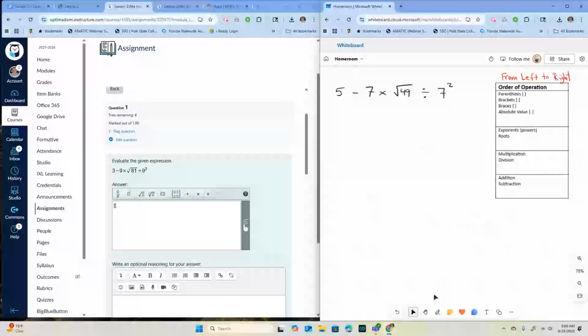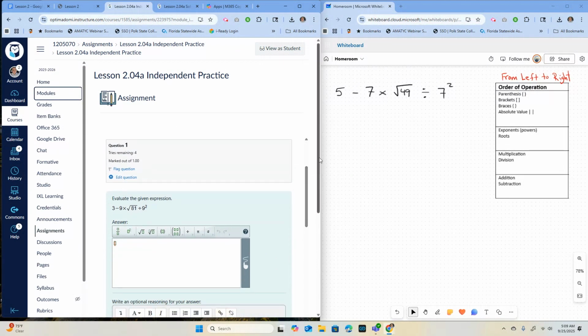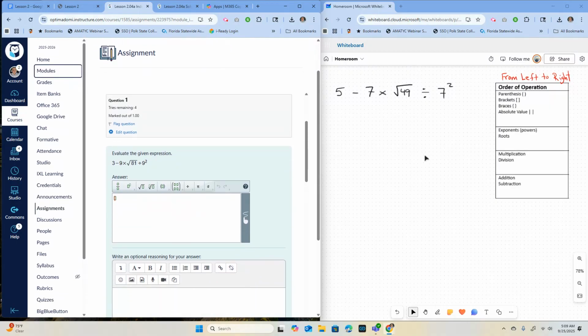All right, here's how you do question number one of lesson 2.04a that we're going to be talking about: order of operation. And order of operation is necessary because we have different mathematical operations, and when I say mathematical operations, I mean add, subtract, multiply, divide, exponents, square roots. Those are actions you do to the numbers.